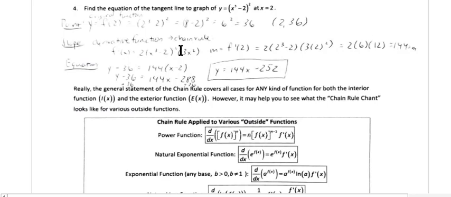And then we simply write the equation of the line. y minus our y equals our slope times x minus our x. Distribute and add the 36, and we get y equals 144x minus 252.